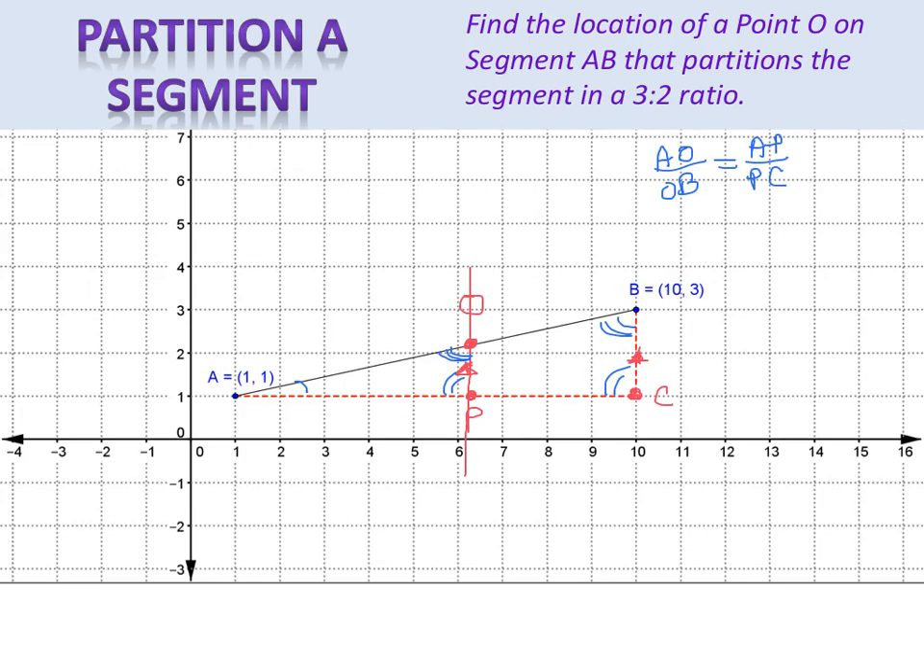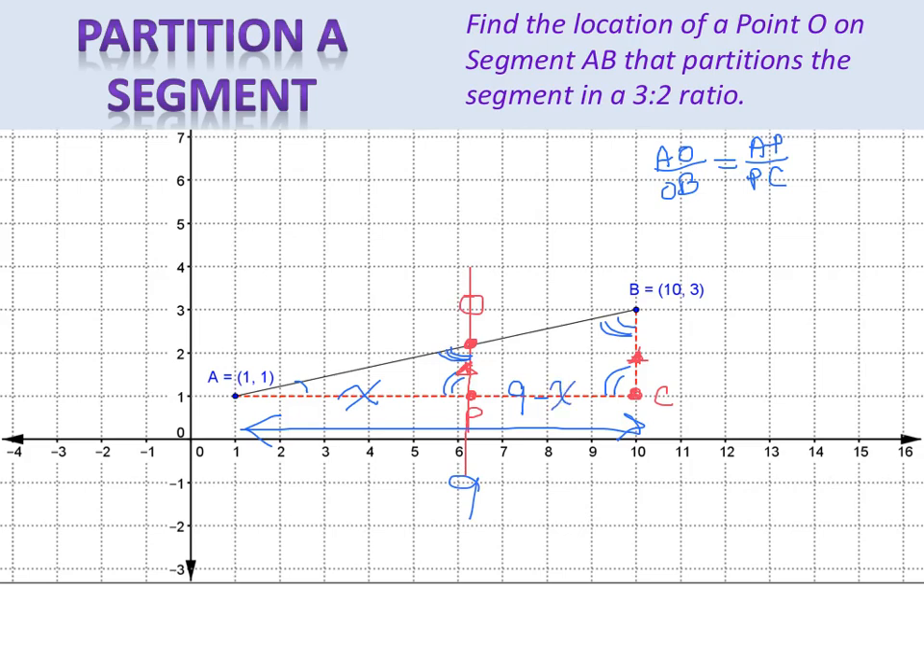Okay, so how can we find that location of P and of O? Well, we know that this line segment we could count is 9 units long. And we don't know where this is going to be, so I'm going to assign a variable x. If this entire segment is 9 units long and AP is x units long, then we know PC is going to be 9 minus x.